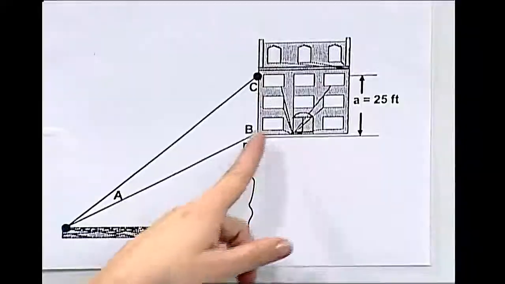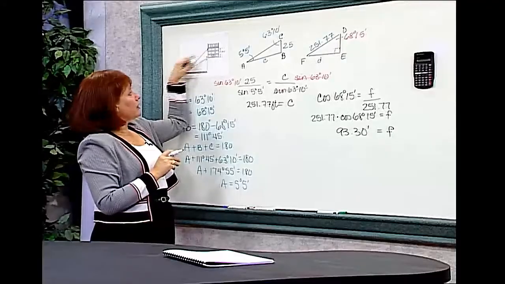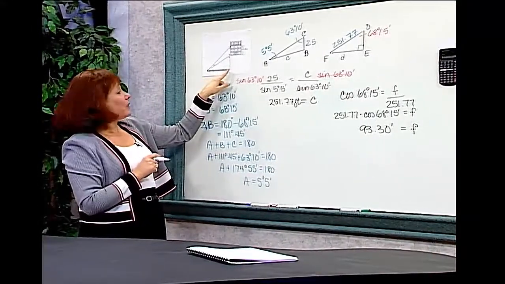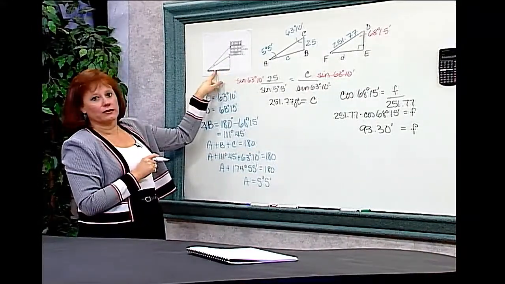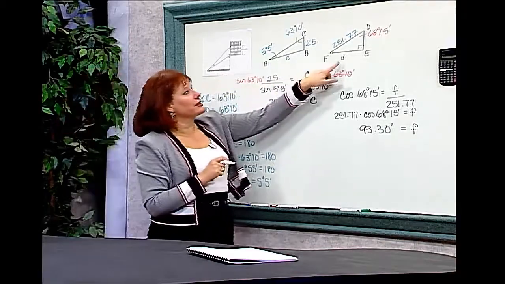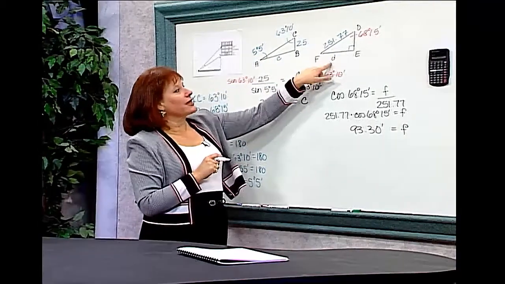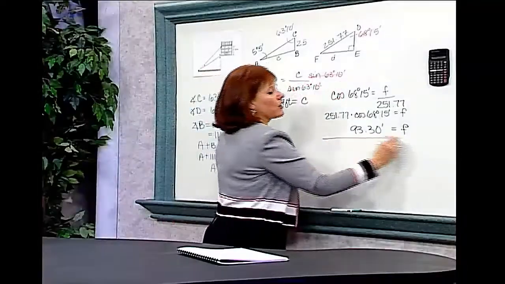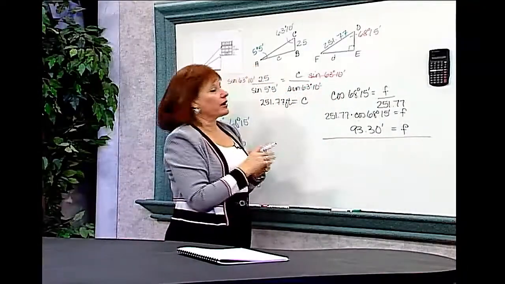F corresponded to the height of the cliff in our drawing. So we found the height of the cliff to be 93.30 feet, and now we want to work on finding the width of the river. The width of the river corresponds to d in our drawing. It's the side opposite angle D. Now we know from trigonometry we can solve this problem very easily. We're in a right triangle, it's okay.